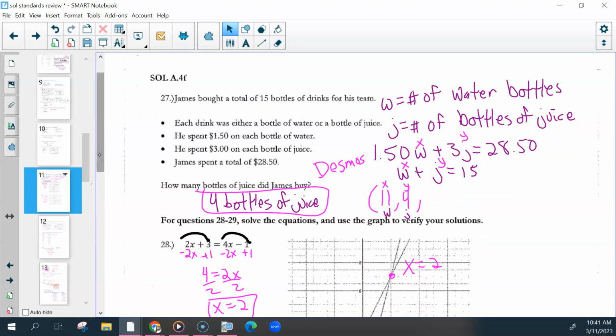SOL A.4c-f was your system's word problem, so you had to define two variables, set up your two equations, and then after I set up the two equations, I used Desmos, change the variables to x and y, and put that into Desmos to figure out my answer. And then you had to remember which one was x, which one was y to answer, because they just needed one of the answers, not both. So 4 bottles of juice.